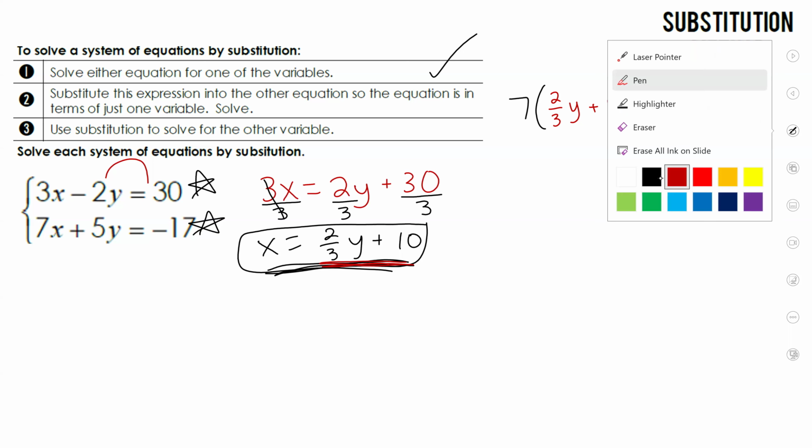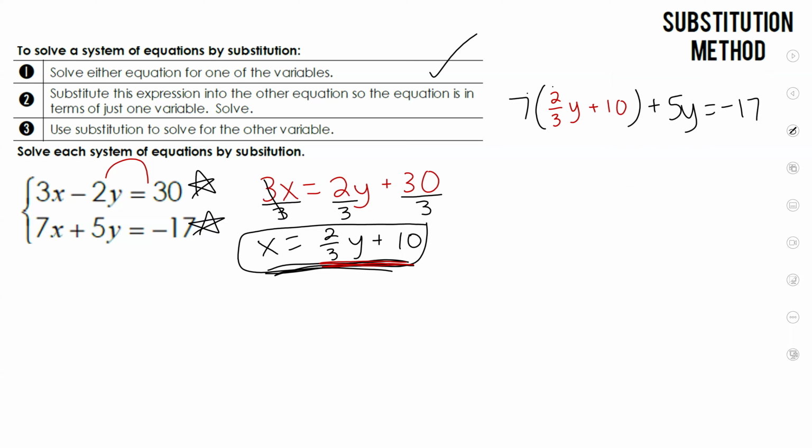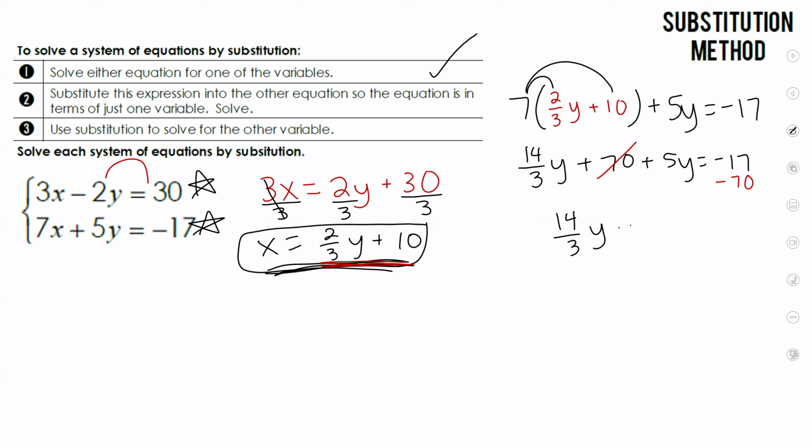So let's go ahead and distribute. 7 times 2 is 14, so this is 14/3. 7 times 10 is 70, plus 5y equals negative 17. Okay, let's go ahead and subtract 70. So I get 14/3 y plus 5y is equal to negative 87.